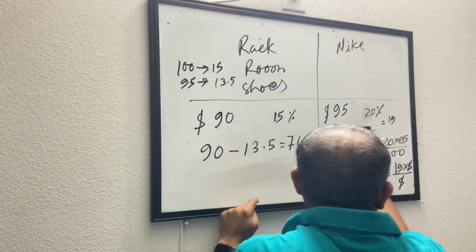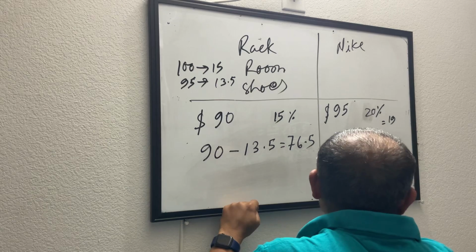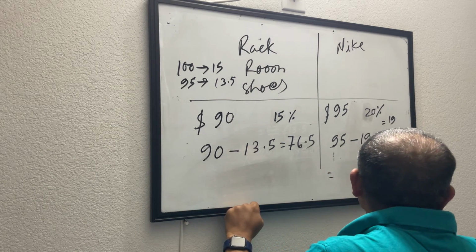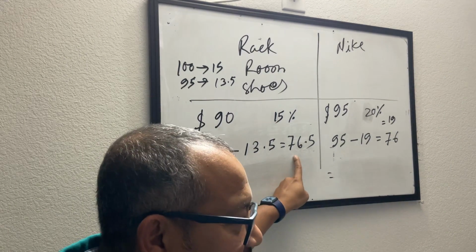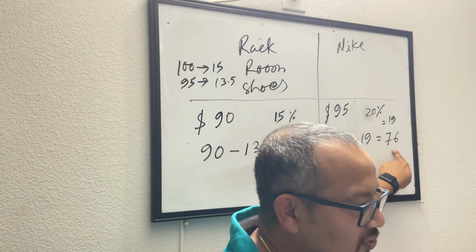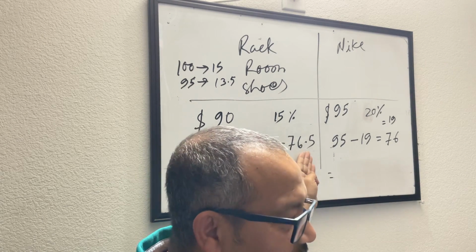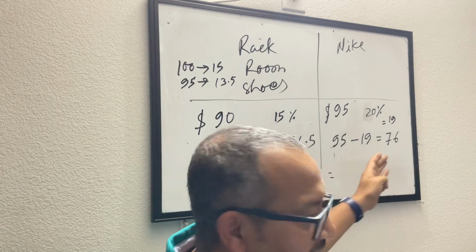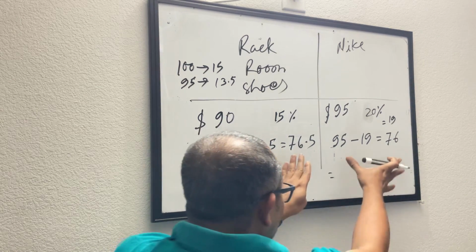That means how much do I have to pay? I have to pay 95 minus the discounted amount, which is 76. So here you have to pay $76.50. Here you have to pay $76. If you really want to save that extra 50 cents, if you think that is worth it, you would go to the Nike showroom. If you don't care about this 50 cents, you'll still buy it from here.